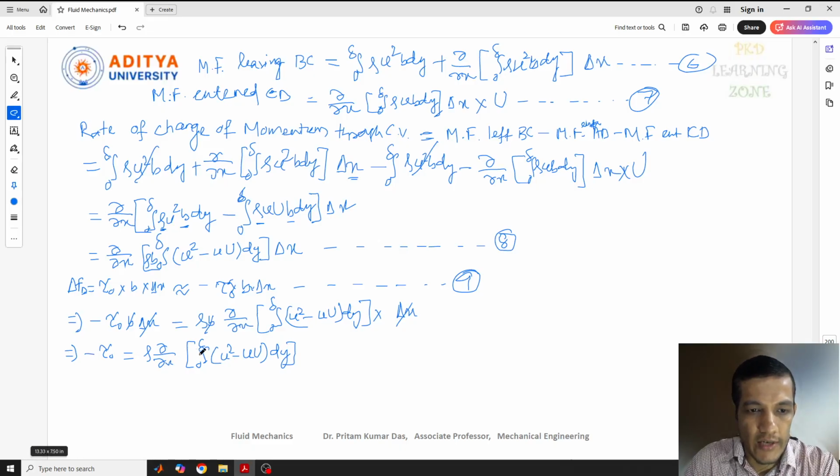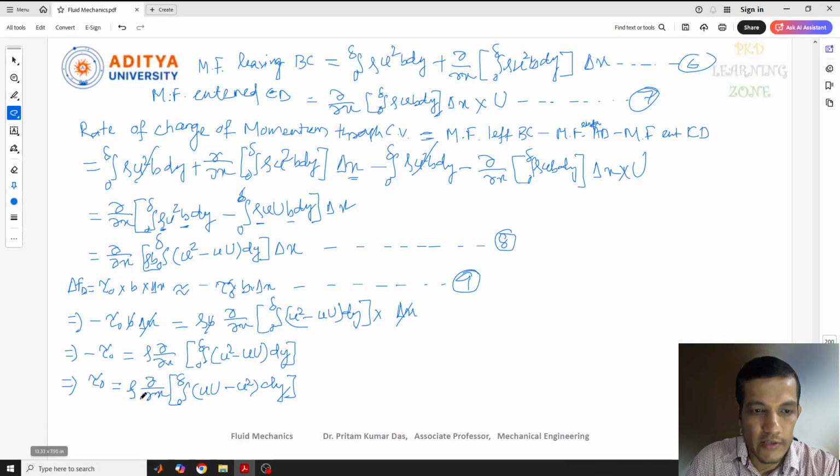Now I'll take this minus term from this side to the other side and insert it directly inside the bracket. So tau naught equals rho into del u by del x, integral from 0 to delta, of small u capital U minus u square, dy. This is the term that will be there.